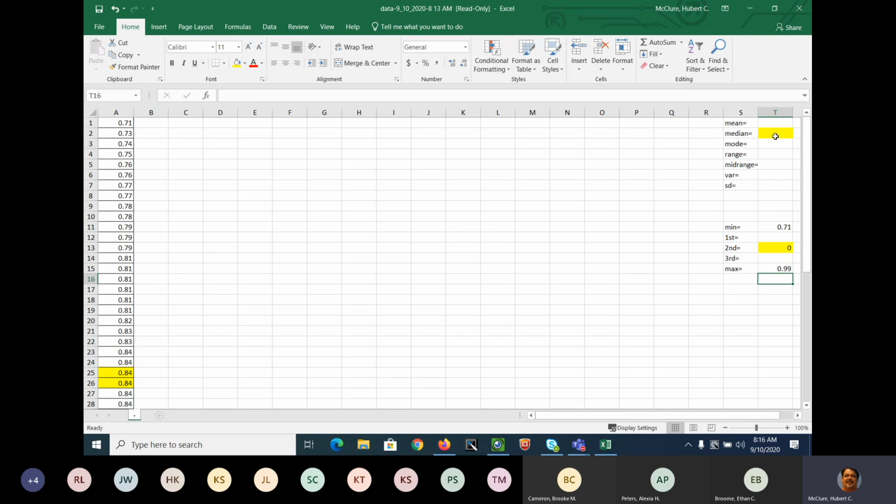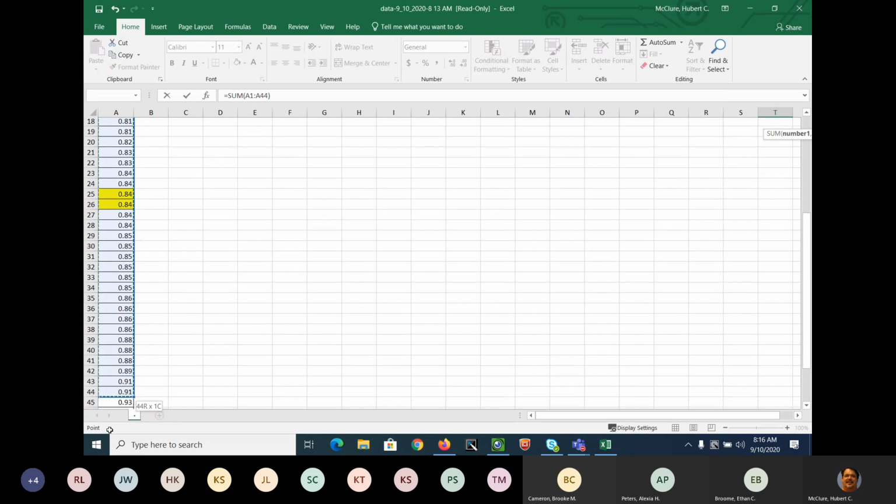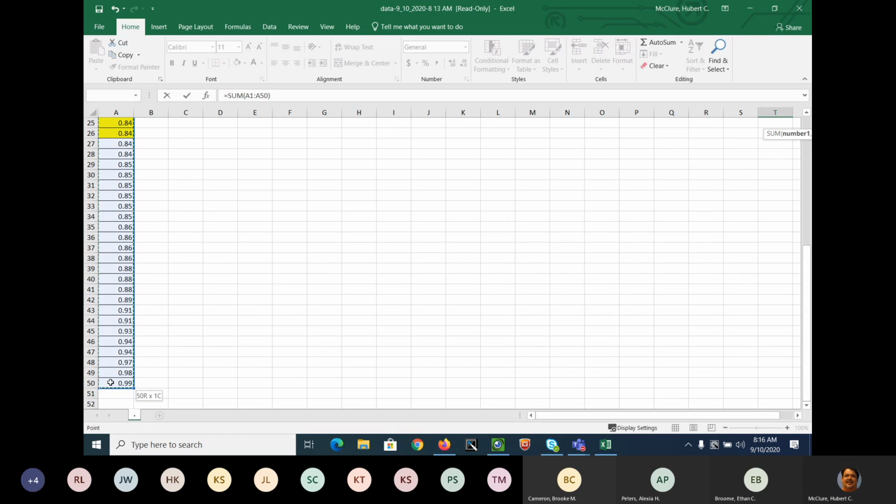Let's go ahead and do our median, which is going to be equals parentheses this number plus this number, close parentheses, divided by 2. And let's go ahead and get our mean. Our mean is our summation of all those numbers divided by 50.